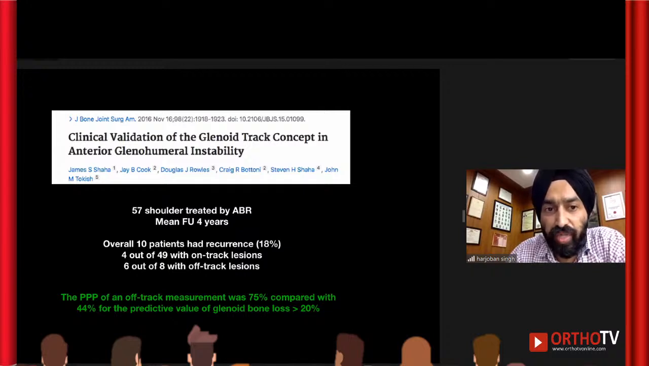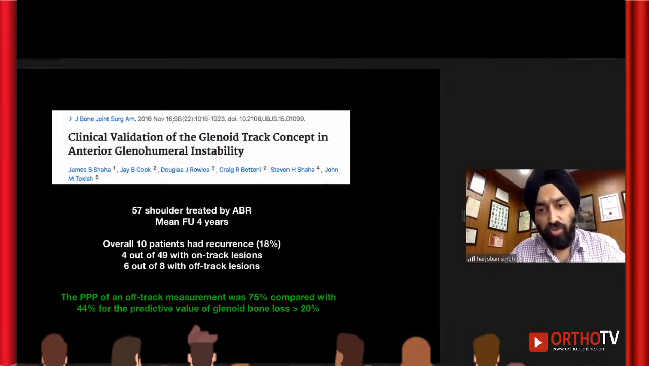Another study by Shekhar et al. also validated this on-track, off-track concept in their patients. Overall instability rate was 18%. But when you further break down into on-track and off-track, 6 out of 8 off-track lesions had a recurrence after the surgery.